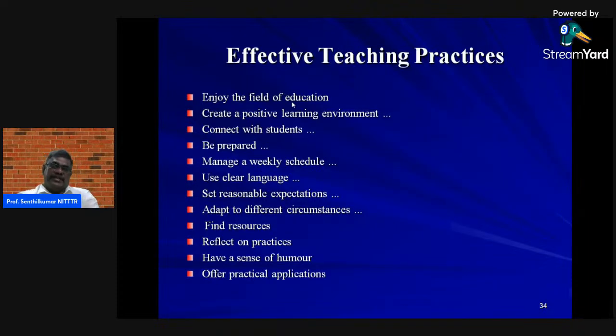And the effective teaching practices: enjoy the field of education. First of all, you have to enjoy the field. I am also that, you are also that, entering as a teacher, educator, or facilitator. First, you have to enjoy the field of education.